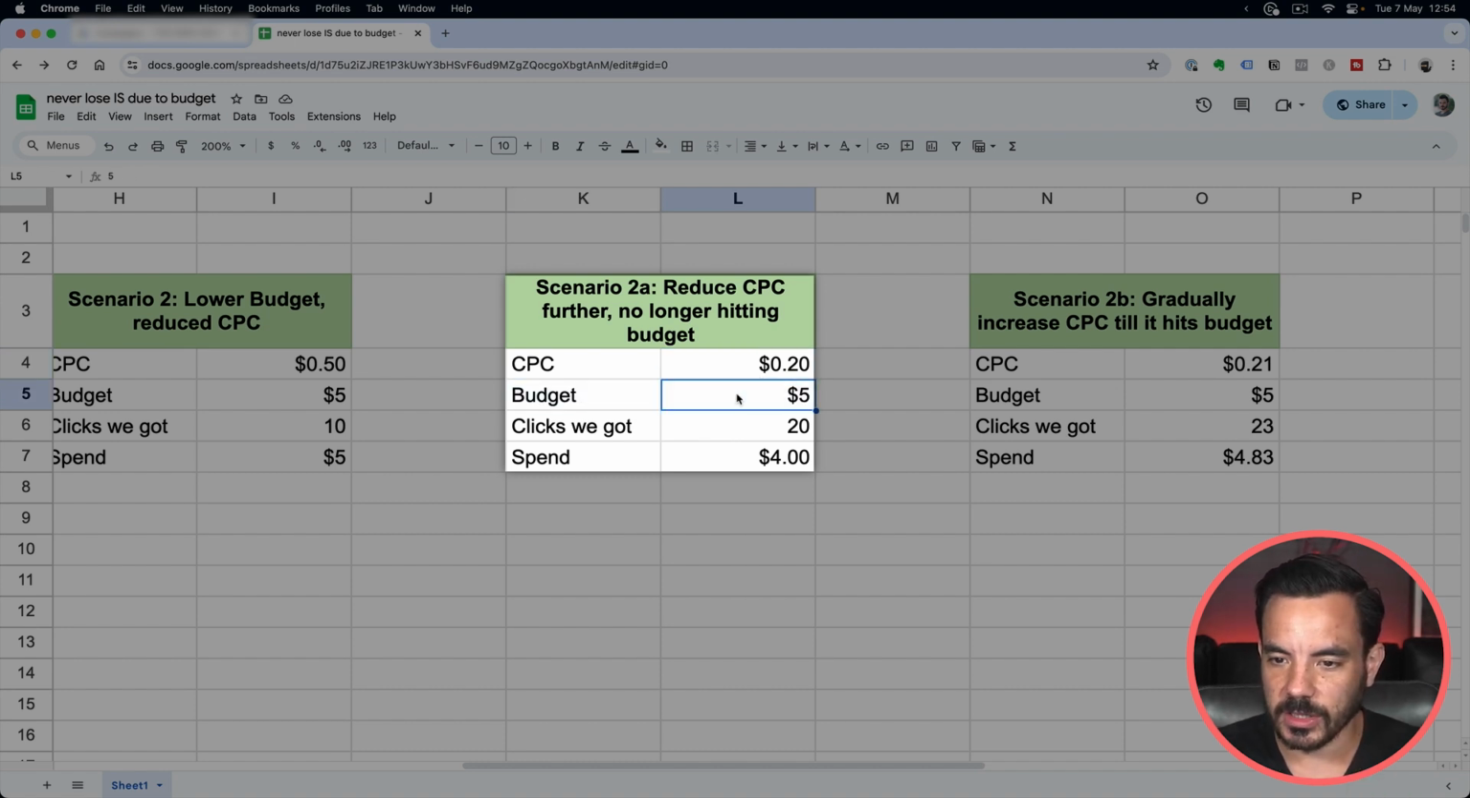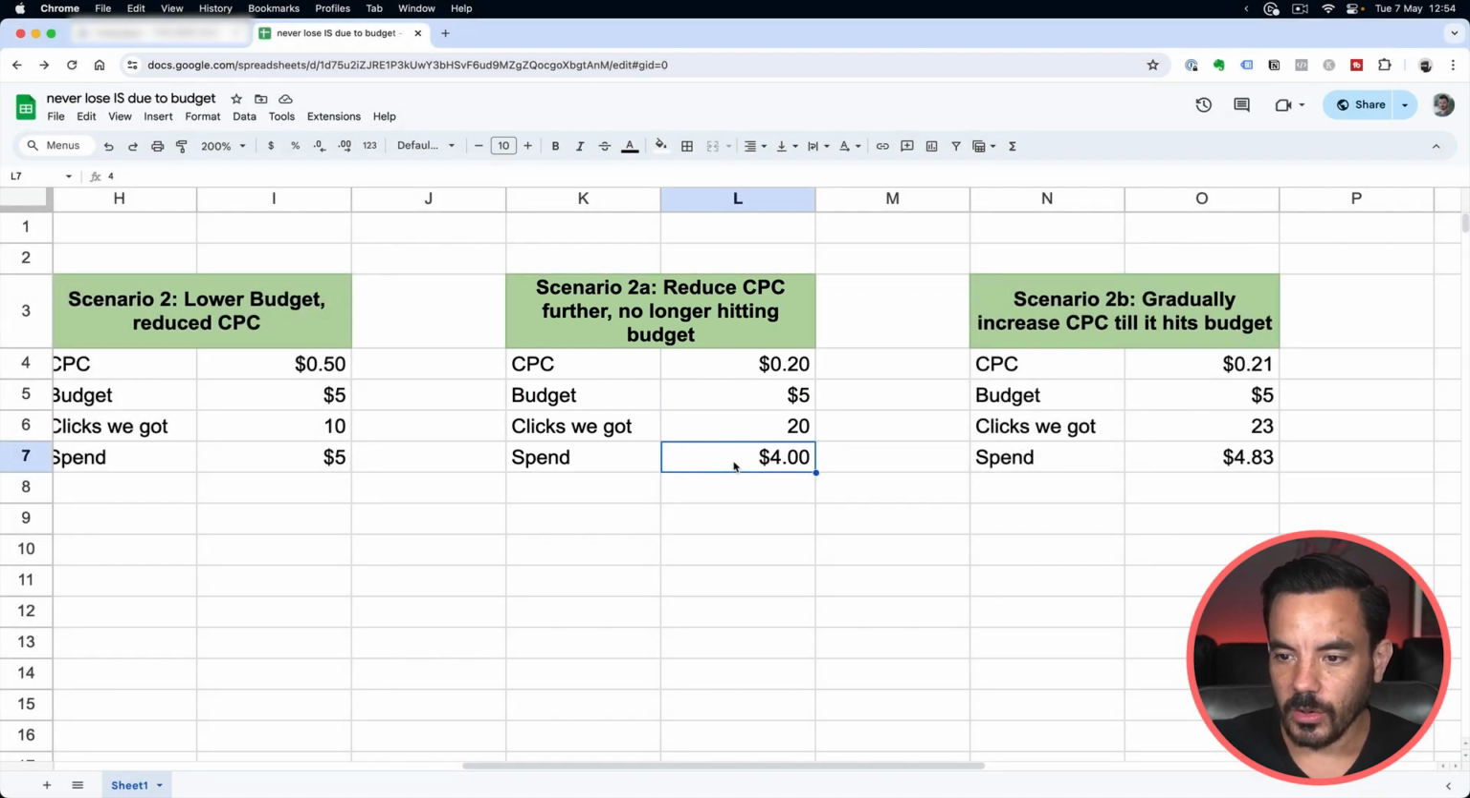Our budget is $5, but we only get 20 clicks and we were only able to spend $4, right? So now actually we weren't able to spend more for whatever reason. We only got up to $4 here, and that tells us that we've reduced the CPC too low. What you actually want to do here is slightly increase the CPC to get as close to $5 as possible without having that $5 limiting your campaign, without the limit being budget. The limit should be your CPC bid.